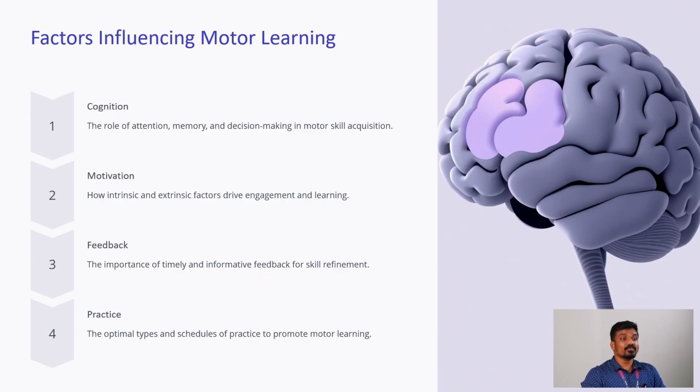Factors influencing motor learning. Several factors influence how effectively an individual can learn motor skills. So these factors shape the learning process and also the outcomes. For instance, cognition. Cognitive processes such as attention, memory, and decision making play a crucial role in motor learning. For example, an athlete must focus on their movements while also remembering the instructions and the tactical cues from the coach, right?